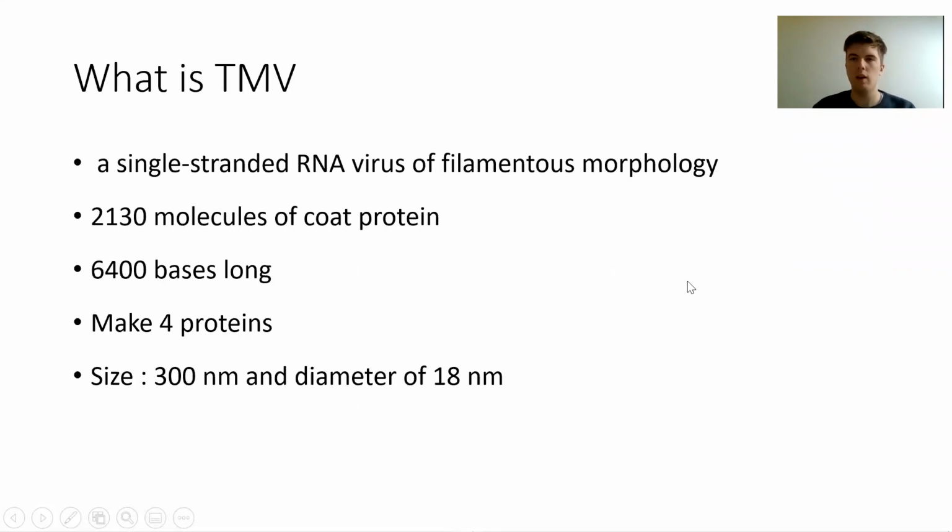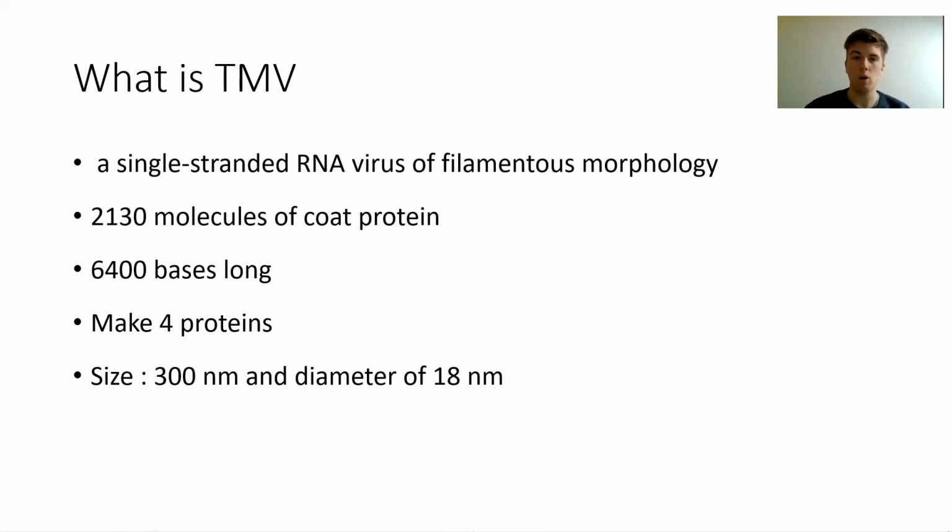First of all, some background and basic information on TMV, the tobacco mosaic virus. It's a single-stranded RNA virus of filamentous morphology, so it's an RNA filament. It is made of 2,130 molecules of coat protein, which surround the RNA to keep it safe until it needs to replicate. It is 6,400 bases long, which is reasonably short.